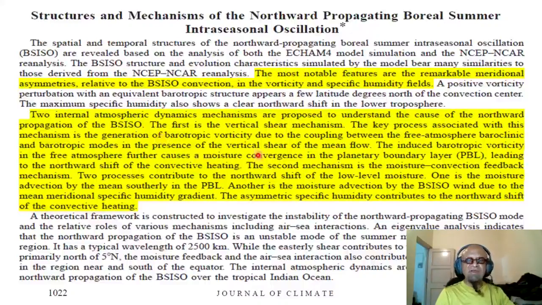Two internal atmospheric dynamics mechanisms are proposed to understand the cause of the northward propagation of the BSISO. The first is the vertical shear mechanism. The key process associated with this mechanism is the generation of barotropic vorticity due to the coupling between the free atmospheric baroclinic and barotropic modes in the presence of the vertical shear of the mean flow.